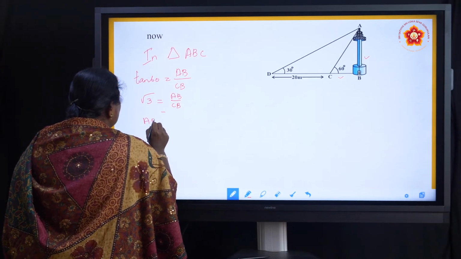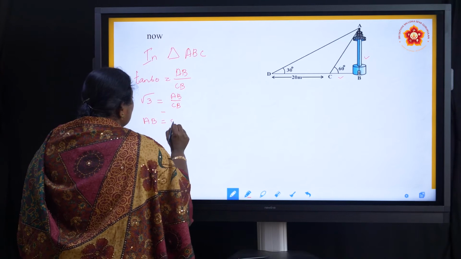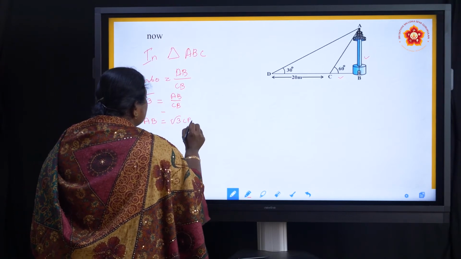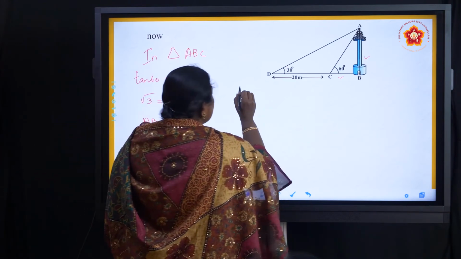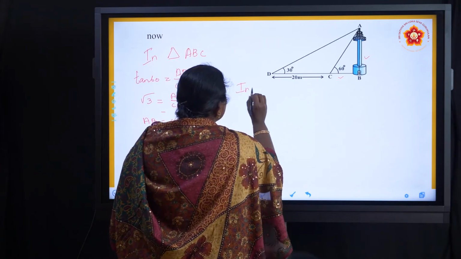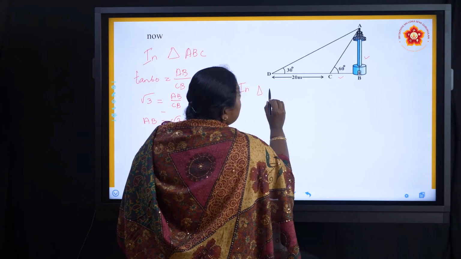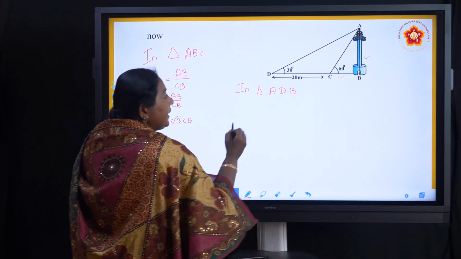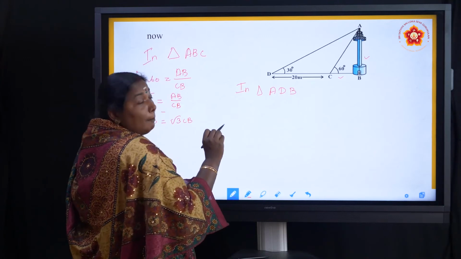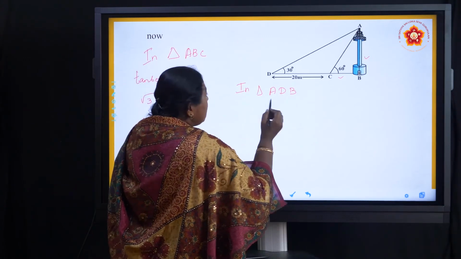AB is equal to root 3 CB. Okay, first part I got. Now let me take the second triangle. In triangle ADB, here also I am going to compare my adjacent side and the opposite side.